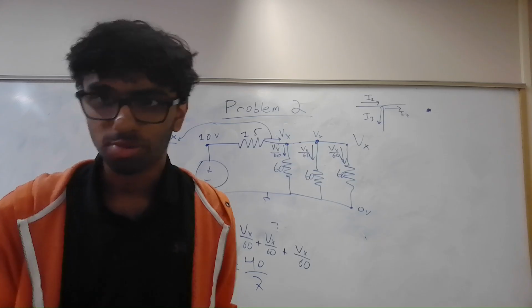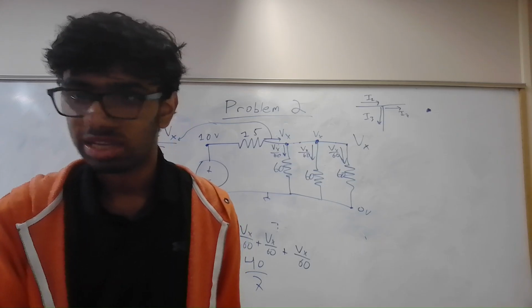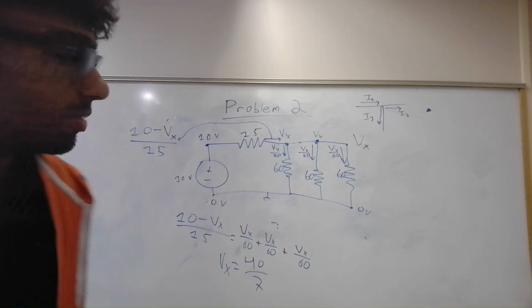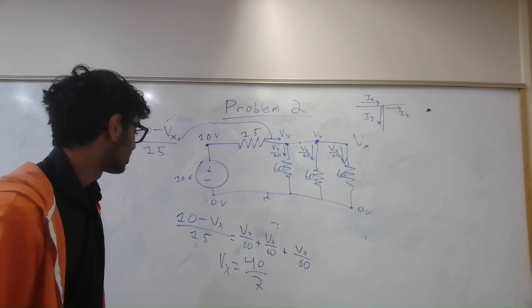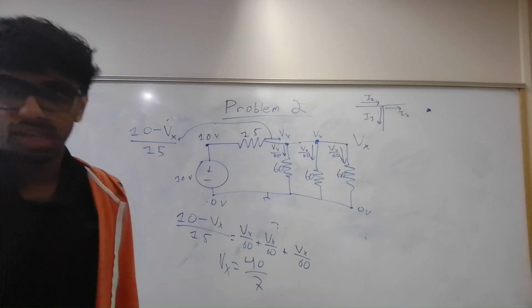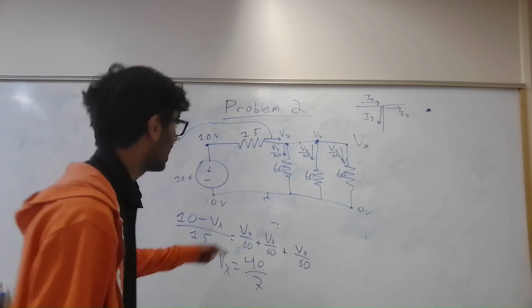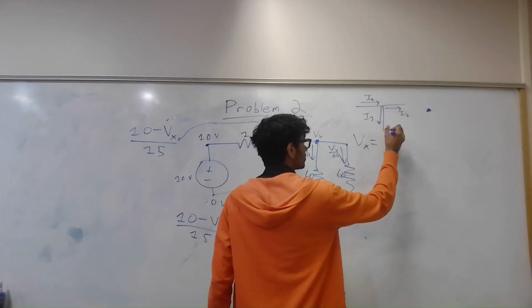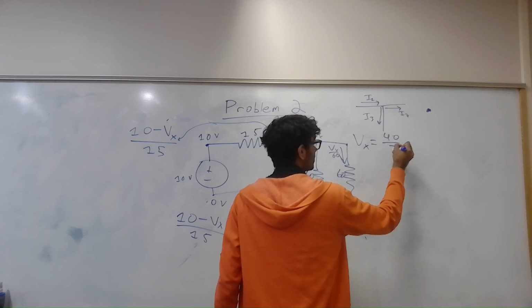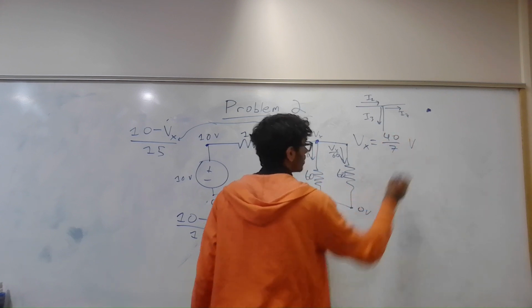If you struggle with the algebra, please let me know, and then in future ones, I'll go through it more in depth. But solving this, you can just do that yourself. And so now we have the value of Vx. Vx equals 47 volts. Okay?